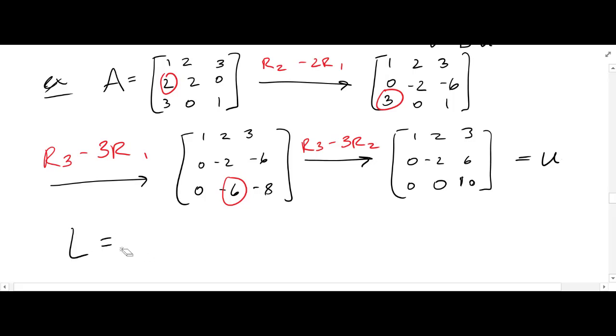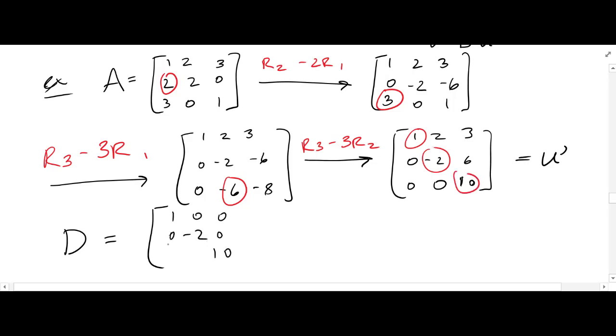L is, well, first we have to factor out, so I'll call this U prime because it's not the U that we want for the decomposition. We have to factor out the diagonal first. So D is just the diagonal of this matrix. So 1, -2, 10 on the diagonal, which means that U is the matrix you get by factoring out the diagonal of U prime.